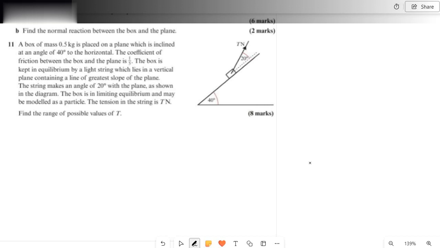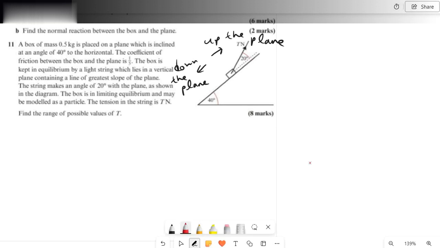So in order to solve this question, we have to understand that the particle can either be moving up the plane or it can also move down the plane. When it moves up the plane, the frictional force is going to be acting downwards, and if it's moving down the plane, then the frictional force is going to try to move upwards. So we have to consider both of the cases separately and then find the values of T.